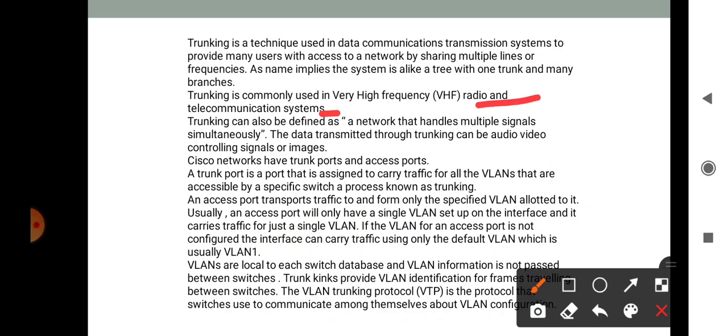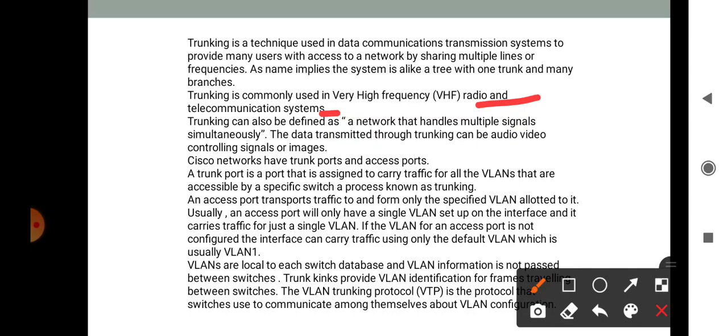A Cisco network has trunk ports and access ports. A trunk port is a port that is assigned to carry the traffic for all the VLANs that are accessible by a specific switch, a process known as trunking. An access port transports traffic to and from only the specified VLAN allotted to it. Usually an access port will have a single VLAN set up on the interface, and it carries traffic for just a single VLAN. If the VLAN for an access port is not configured, the interface can carry traffic using only the default VLAN, which is usually VLAN 1.